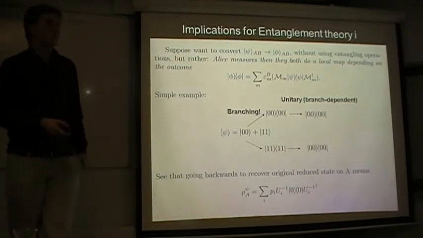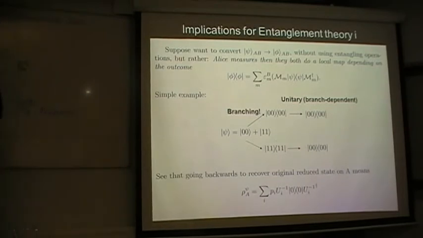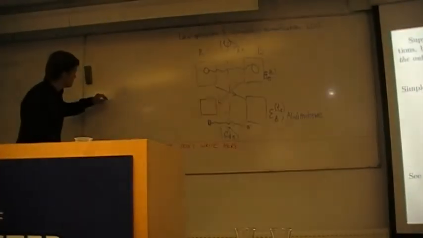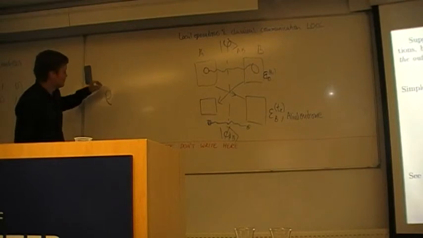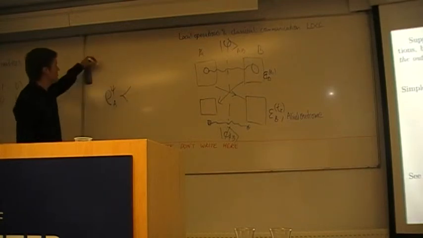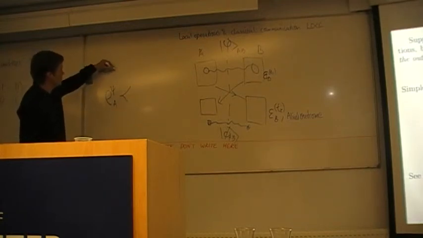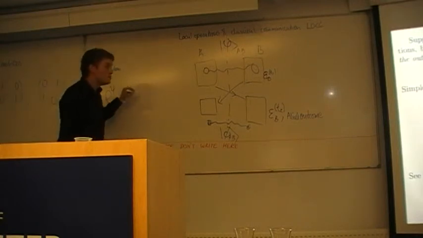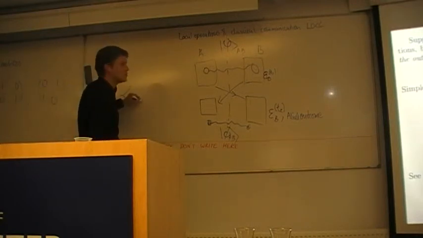So the reduced initial state is the other way around. So this is more random. What did I call the other one? Phi?